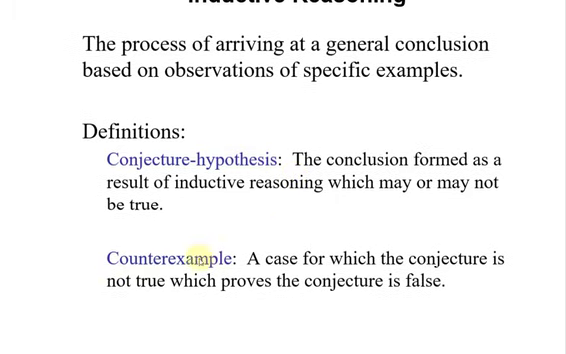The counterexample. This is a case for which the conjecture, the hypothesis, is not true, which proves the conjecture is false. So if you can find just one example in which the hypothesis is not true, then you can use that as proof to show that the conjecture is false.